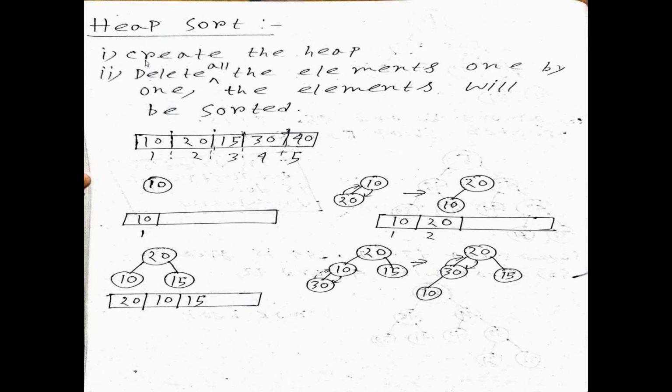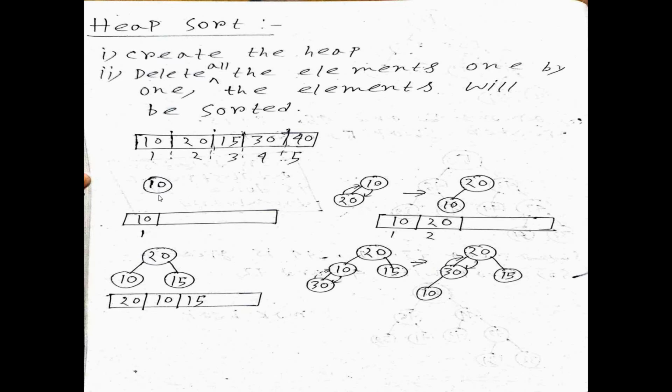Now for an example, this is the unsorted array. The elements are 10, 20, 15, 30, 40. Our target is to sort this array by using heap sort, using the process of creating the heap data structure. Now we assume that the first element is in the heap tree. Yes, now it is already a heap.